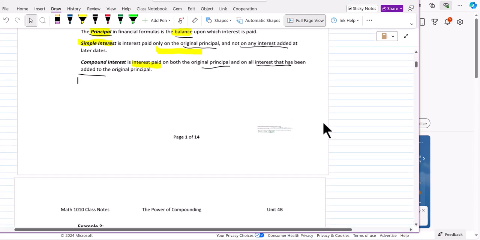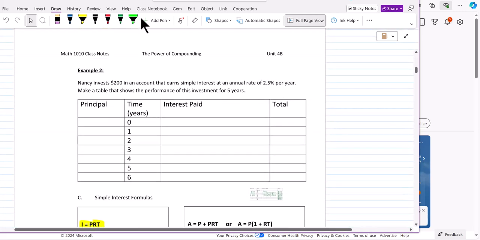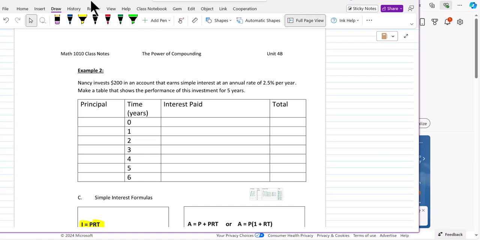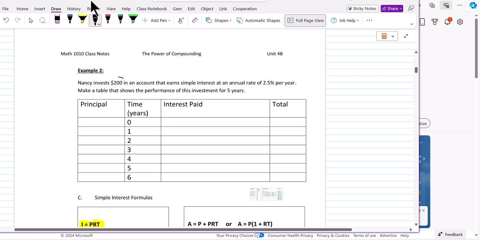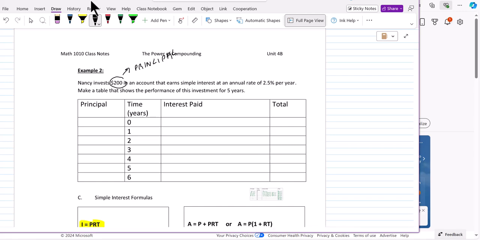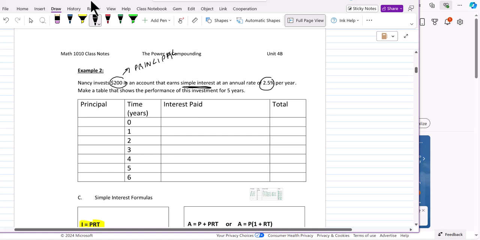All right, let's go to this second page and fill out a table, which will show how simple interest works. This one says Nancy is investing $200. That is going to be your principal, the amount we're going to be figuring interest on. It says you earn simple interest at an annual rate of 2.5% per year. The way we do that is you do interest on the 200 over and over again. Again, when you do 2.5% of a number, you move the decimal to the left.